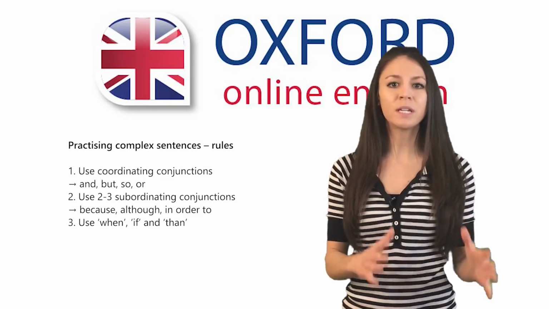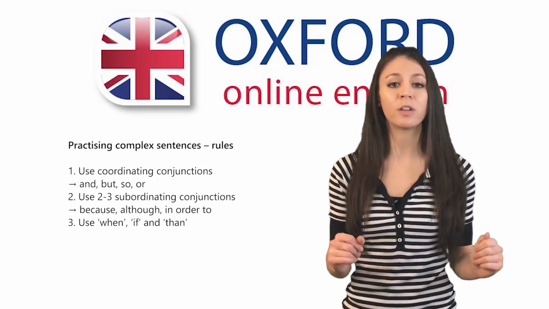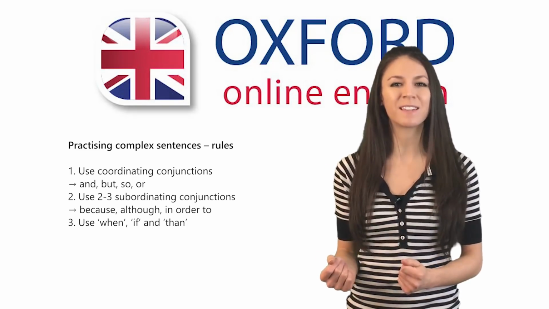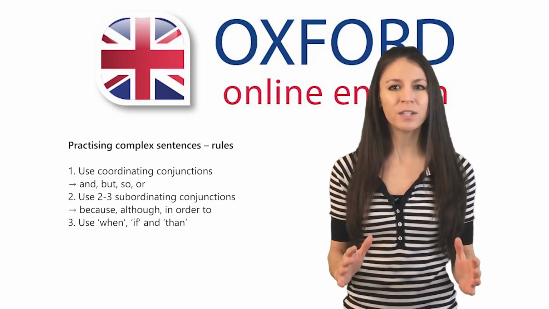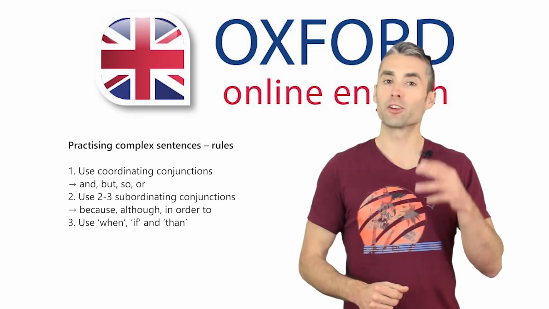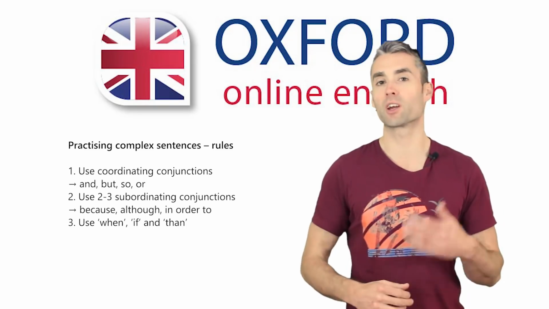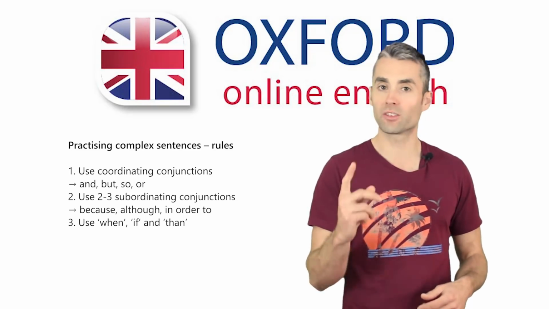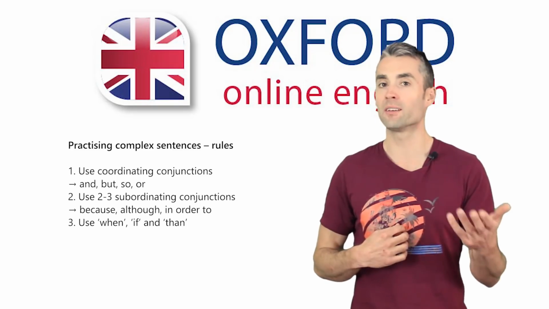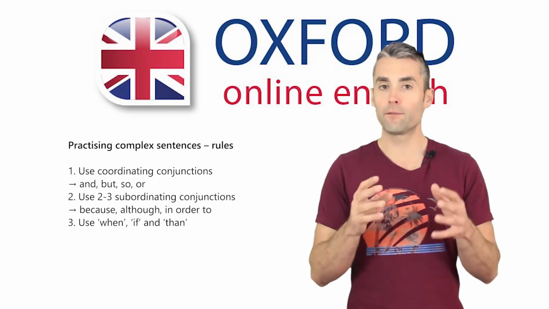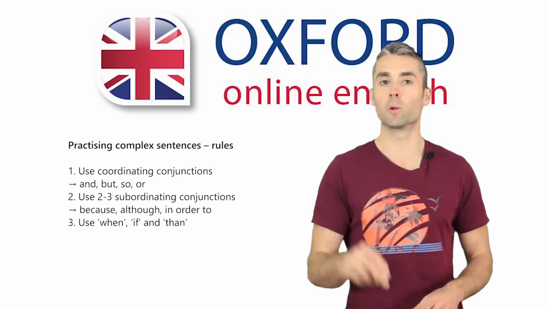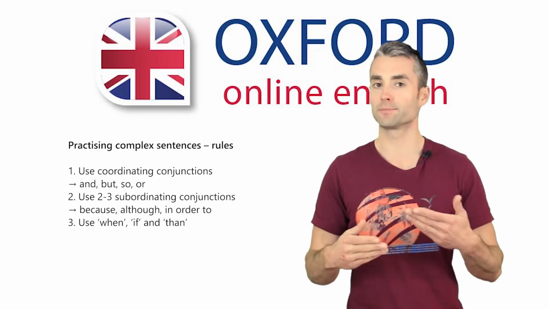During this step, you need to make sure you're using all of the language in the rules. We said in the rules that you can use these things, but actually, you should try to use every rule at least once. That means that your answer should have at least one sentence with a coordinating conjunction, at least one sentence with a subordinating conjunction, and at least one sentence with when, if, or than. If you can do that, then set yourself a new target. Make 2 sentences for each rule, then 3 sentences, and so on.